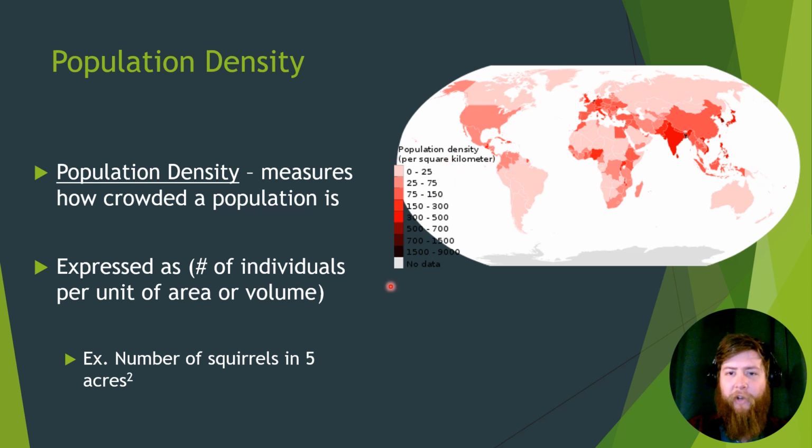So the more dark red that you get, in India and some of these African countries here, you have a lot of people that live very, very close together. Whereas in places like Canada here and Russia and the bottom parts of South America, you have very few people spread out.